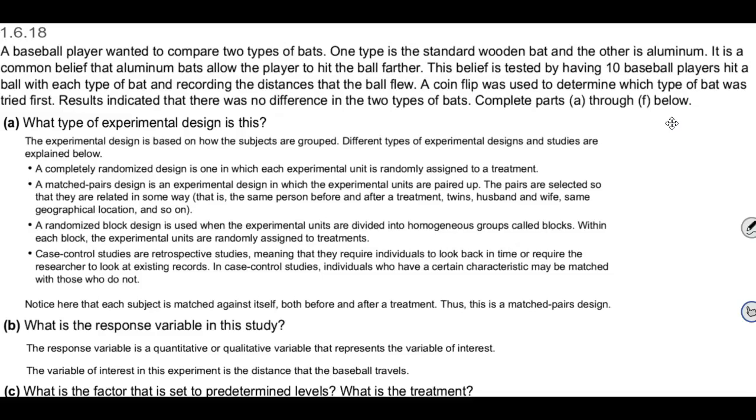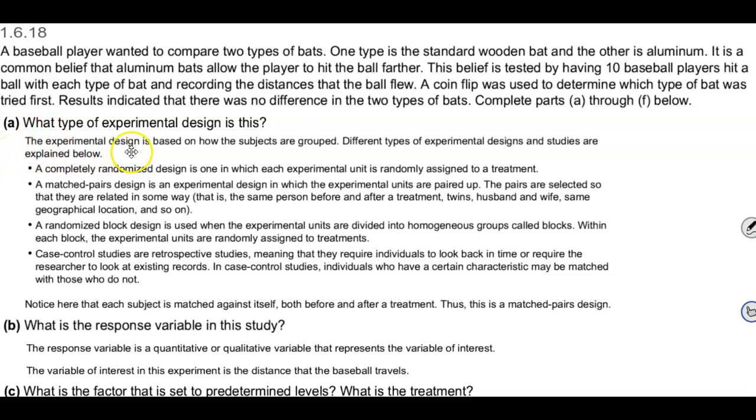A coin flip was used to determine which type of bat was tried first. Results indicated that there was no difference in the two types of bats. First question, part A. What type of experimental design is this?